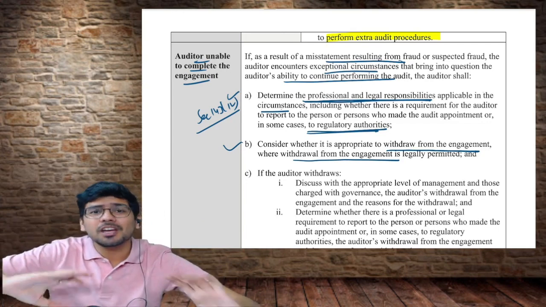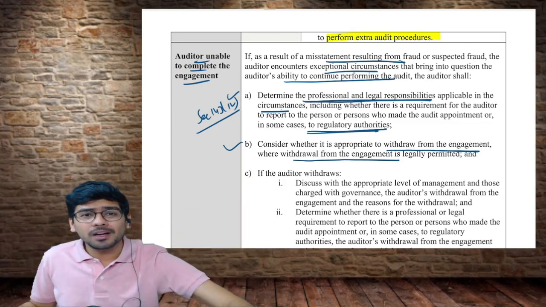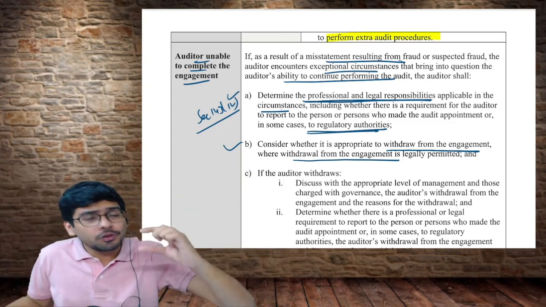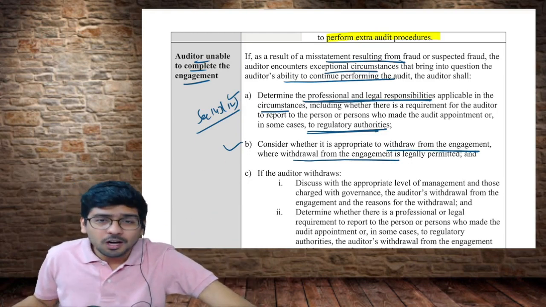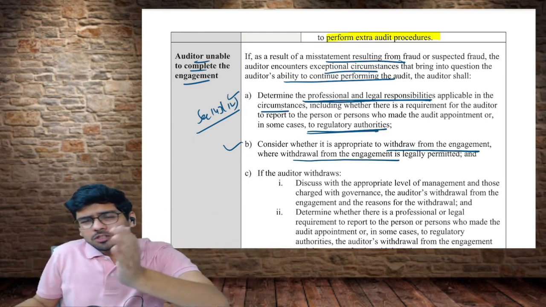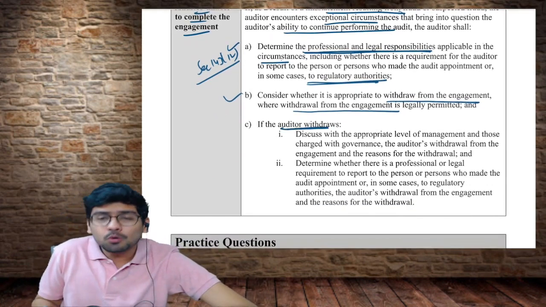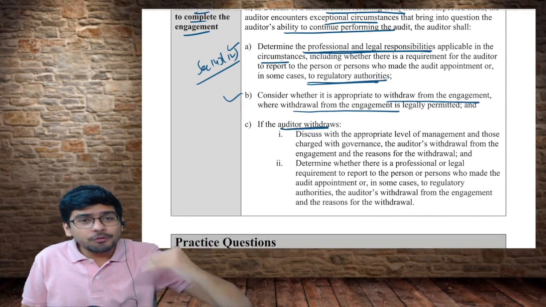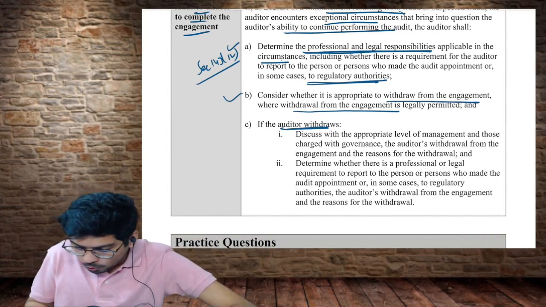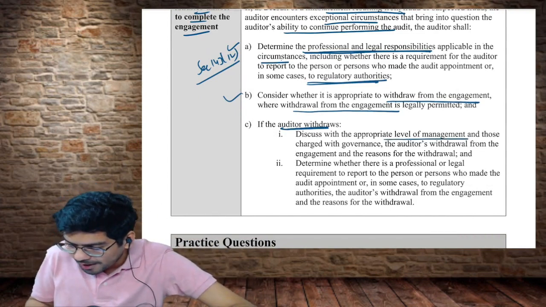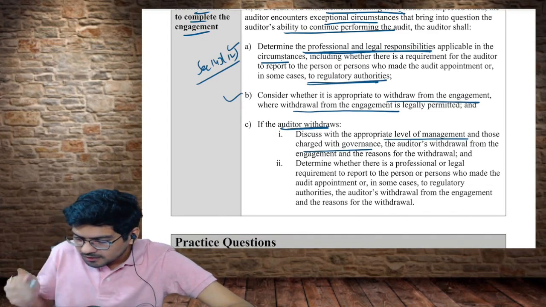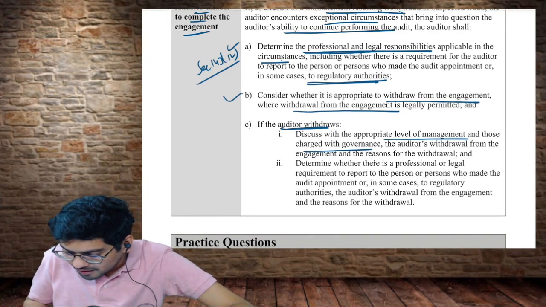For example, in India, we have to report to the central government under section 143(12). We have to report about the fraud in CARO also. CARO is a special report, a report which we are going to cover in the audit report chapter. And if the auditor is allowed to withdraw, and if he withdraws, obviously before leaving the engagement, he is going to discuss with the appropriate level of management and those charged with governance the auditor's withdrawal from the engagement and the reasons for withdrawal.